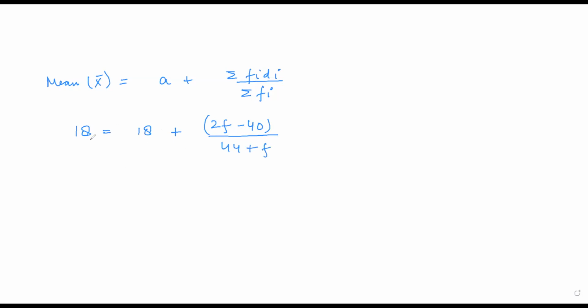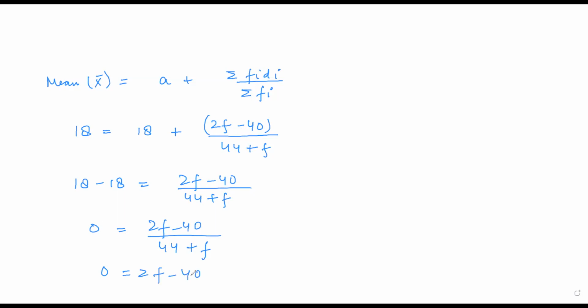Okay, that's good. Now just take this 18 on the left hand side. So 18 minus 18 is 0. And here you only have 2f minus 40 divided by 44 plus f, right? So 0 is equal to 2f minus 40 divided by 44 plus f. Now if you cross multiply, this becomes 0. So you have 0 is equal to 2f minus 40, right? Yes, ma'am. So take 40 on the other side, 40 is equal to 2f. So that means 20 is equal to f, or f is equal to 20. So the missing frequency is f = 20.